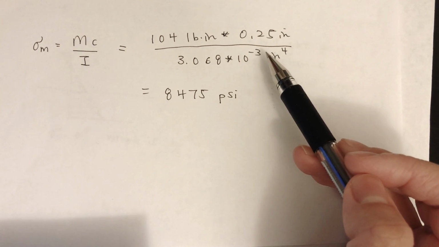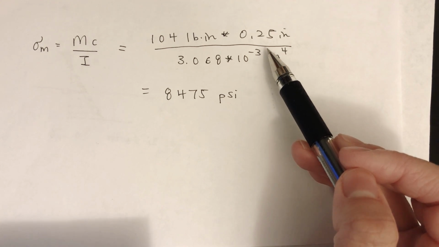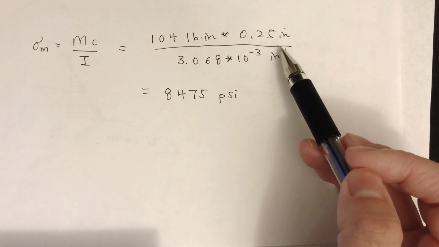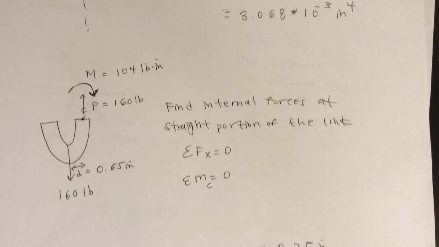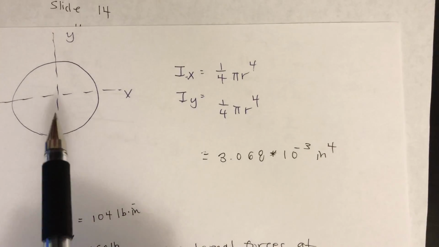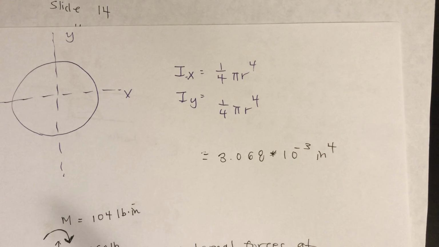C is from the centroid to the top or bottom. And we need I. I for a circle is 1/4 pi r to the 4th. Okay, so slide 15, we have I equals 1/4 pi r to the 4th, and r is 0.25. So I is 1/4 times pi times 0.25 to the 4th. So we get 3.068 times 10 to negative 3 inch to the 4th.